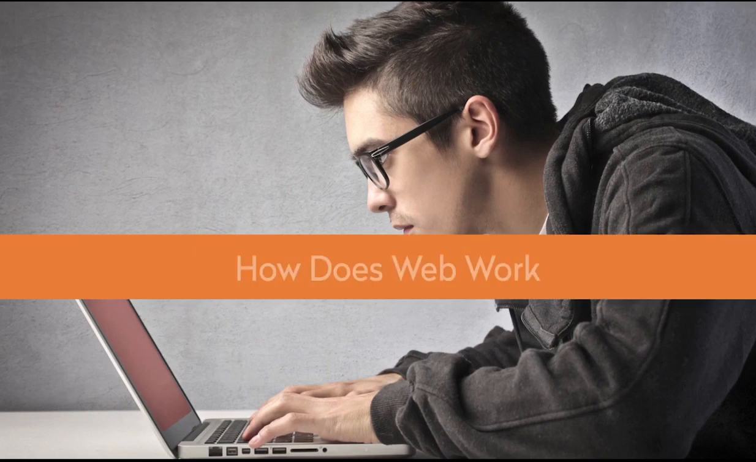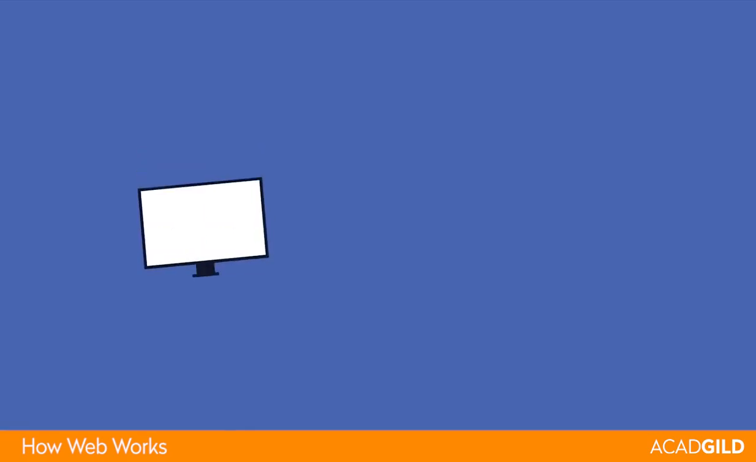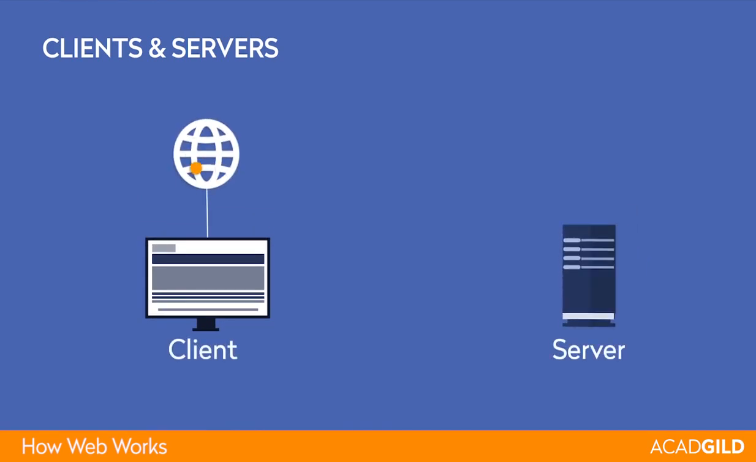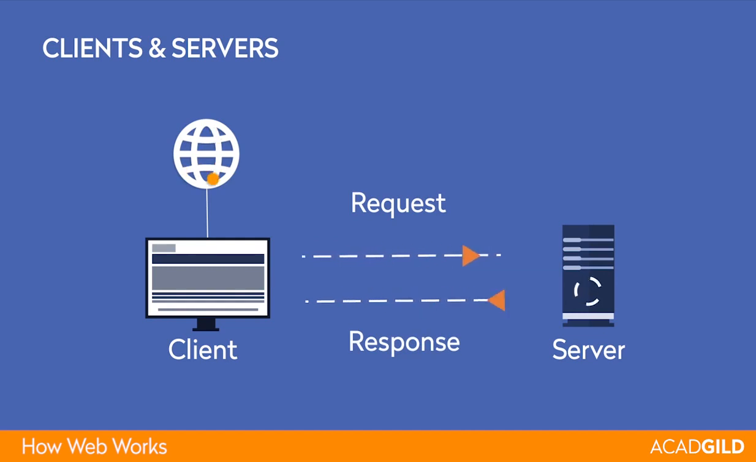Hello, in this video, I'm going to explain to you how the web works. All the systems that are connected to the web are called clients and servers. In simple terms, a client is a system which is going to send a request to the server, and the server is a system which is going to process that request and send a reply back to the client in the form of a response.